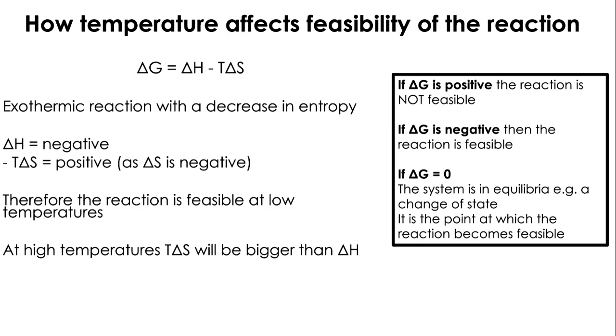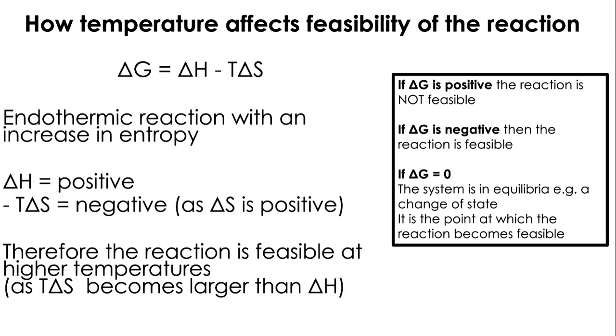So for it to be overall negative, you want the enthalpy term, so you want delta H to be bigger than T delta S. So what you want is a low temperature to make that T delta S small in value, so it's smaller than the delta H. So if you get to a higher temperature, then the T delta S term is going to be bigger than delta H, and it's going to end up positive. So for exothermic reactions with a decrease in entropy, it's going to be feasible at low temperatures.